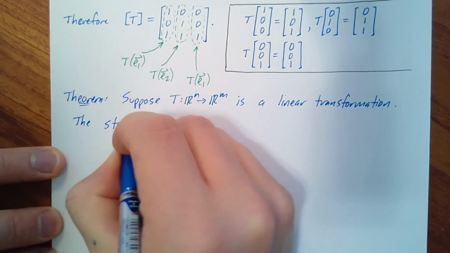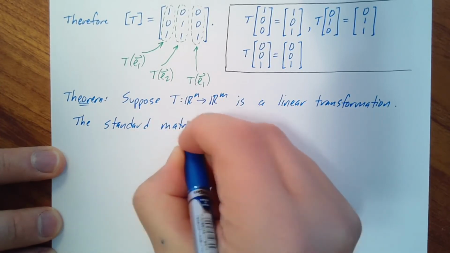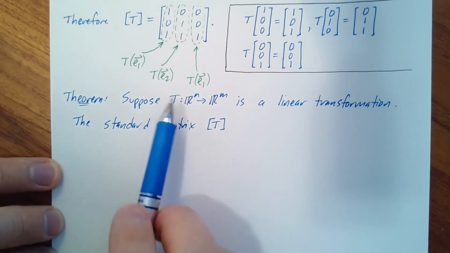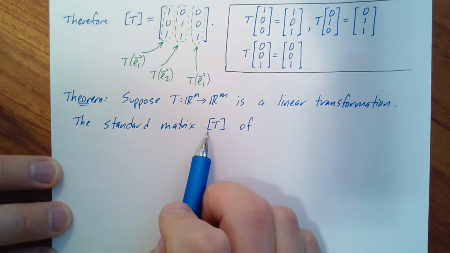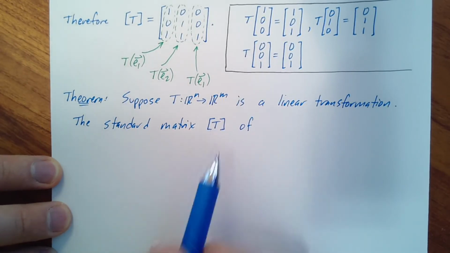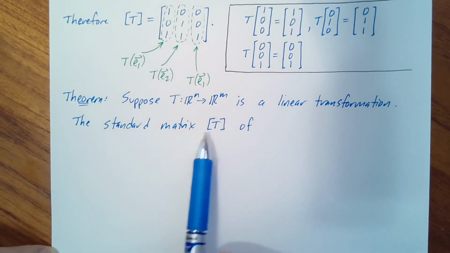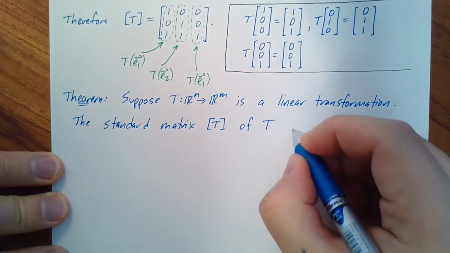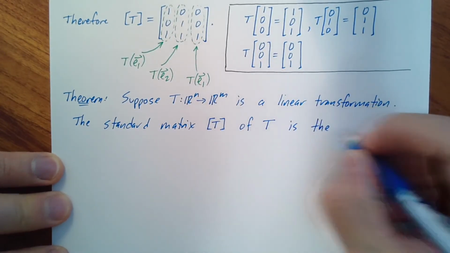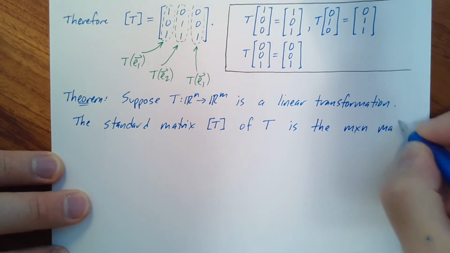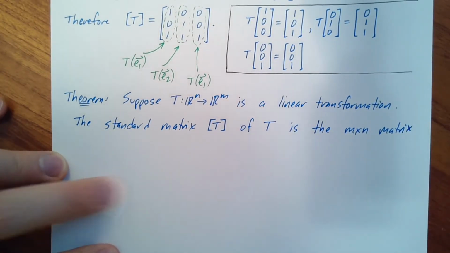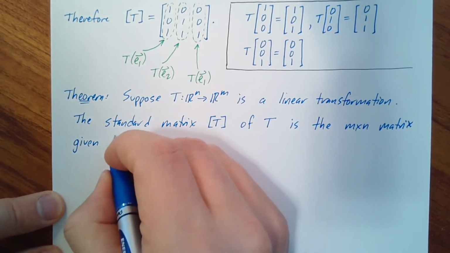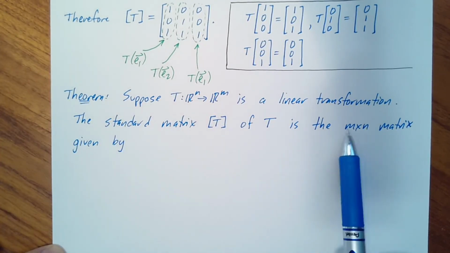The standard matrix of this linear transformation, which is denoted by T in square brackets, right? That's the standard matrix of the linear transformation T. I don't know how else to say this out loud, but just saying standard matrix. So I'll just say the standard matrix, which is given by this notation of T, is the m by n matrix given by the following formula. And before I write it down, just notice that I said it's an m by n matrix.